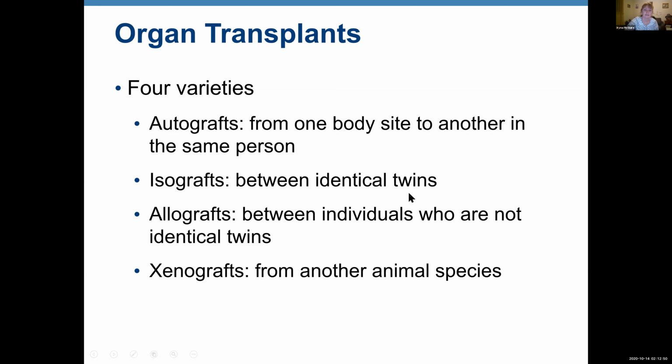Isograft is between identical twins. We're not that lucky, because not many of us have identical twins. Allografts are between individuals who are not identical twins. So what we get, rather than our own autografts, would be allografts. And xenografts are grafts from animals, right? Or from another animal species. So when we get something from animals.